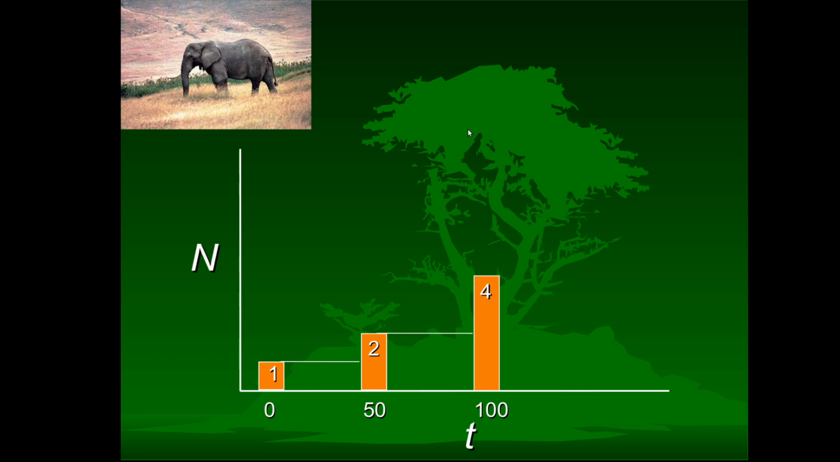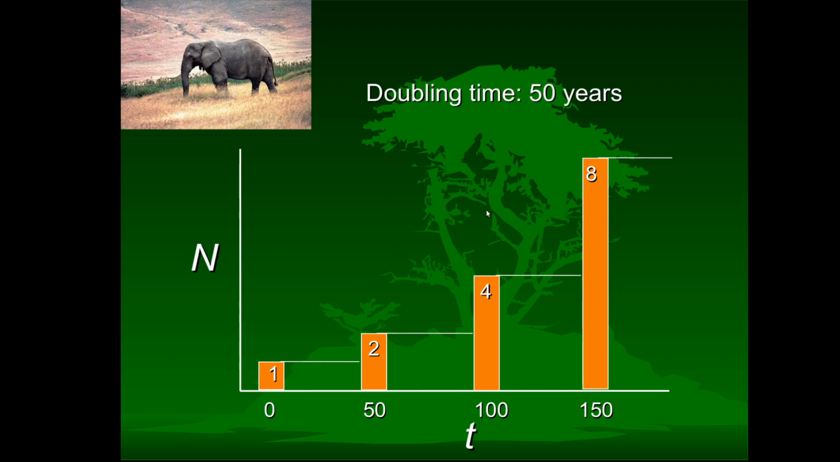So in 100 years, there will be 4, then 8 in 150, then 16 in 200, and so on. So every 50 years, the elephant population doubles. 50 years is the doubling time of the elephant population. Doubling time is central to describing population growth. For example, the coronavirus shows exponential population growth. And in many locations, the doubling time for the number of confirmed cases is only 2 to 3 days. Okay, just as an aside.